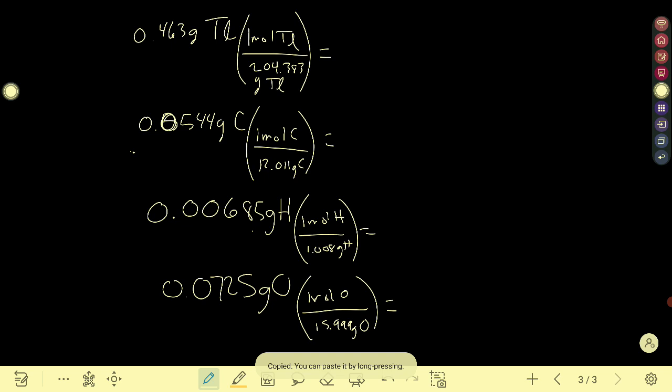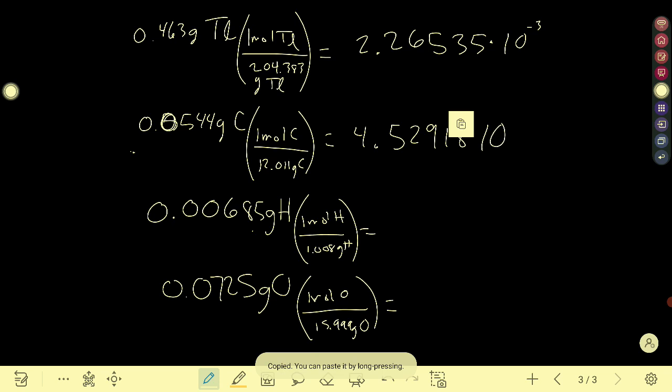All right, now when we do this math, 0.463 divided by 204.383, I'm actually going to put this in scientific notation just to make it easier. So it's 2.26535 times 10 to the negative third, and you have to move it 1, 2, 3 places to the right. Next one, you're going to go 0.0544 divided by 12.011, and you're going to get, oh, scientific notation again, 4.52918 times 10 to the negative third.